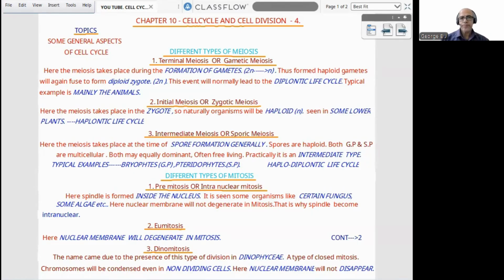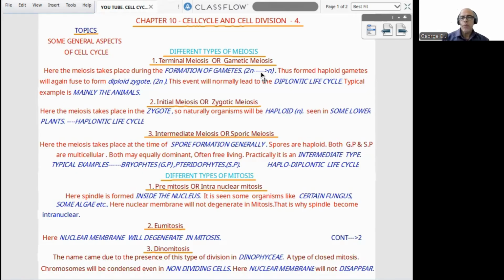So we can proceed. We can start with the different types of meiosis. This area will be linked with the plant kingdom, basically, but it is connected with the cell division. That is why I put it here. So the first type of meiosis is terminal meiosis, otherwise called gametic meiosis. Here the meiosis takes place during the formation of gametes. That is why gametic. So diploid converts into haploid gamete. And remember, in gametes, no meiosis will take place because it is haploid.